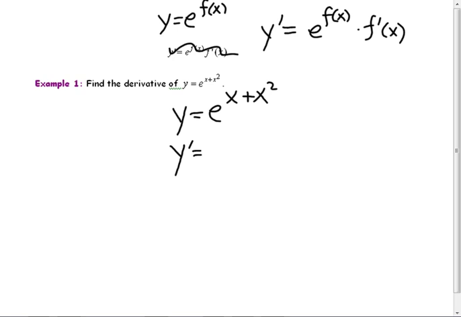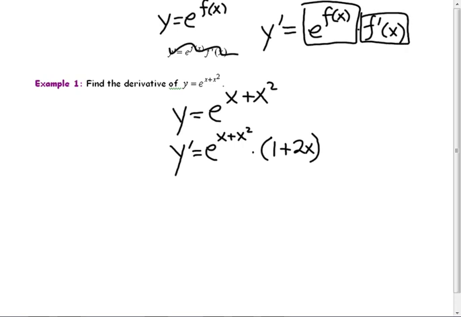What is that derivative? Grant? What do you think? It's e to the same thing back again. Not e to the x, it's e to the x plus x squared times the derivative of x plus x squared. Yeah, 1 plus 2x. So you do the derivative of e to some function of x, you get that same function back times the derivative of the inside function. Chain rule. Chain rule.